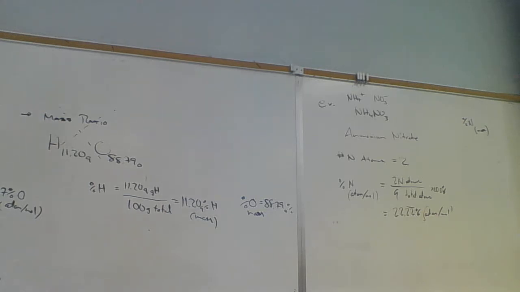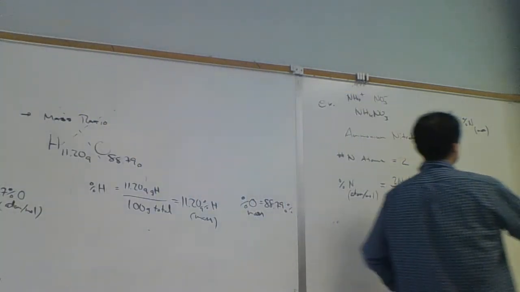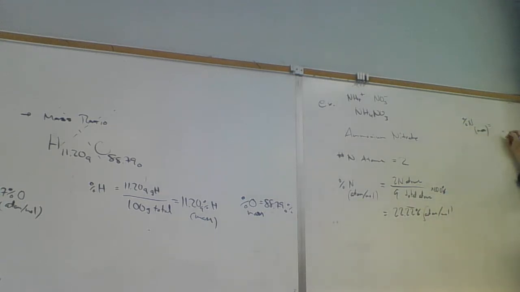Yeah, I'm going to use the periodic table. And so in order to determine the percent by mass, I need to know how much of the mass is nitrogen. So I write the mass of nitrogen over the total mass times 100%. I can figure out these two things, and then I can figure out the percent nitrogen by mass.